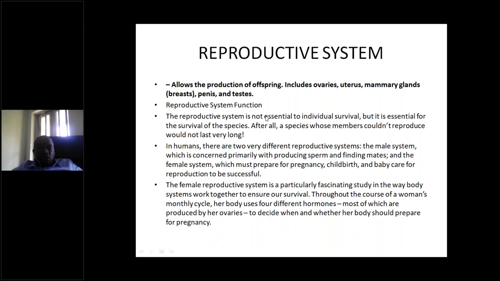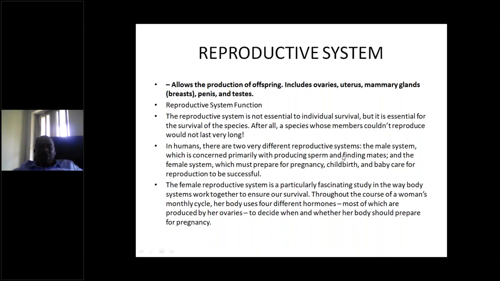Their function is to keep ensuring that human beings continue. It's built mainly for the survival of the species. After all, a species whose members couldn't reproduce will not last very long. A species whose members cannot reproduce will definitely go into extinction.